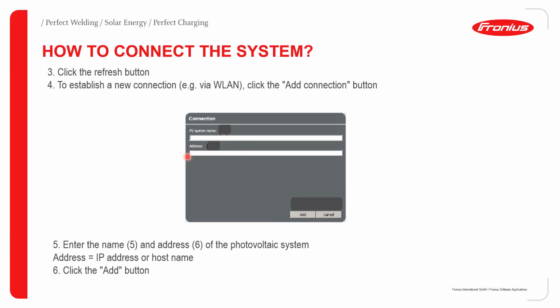If you want to get the IP address of that inverter, you could use the Datalogger finder, which I showed you earlier on, or you could even view the IP address of the inverter on Solarweb. Once you've done that, you then need to click on the Add button, and your system communication will now be established.